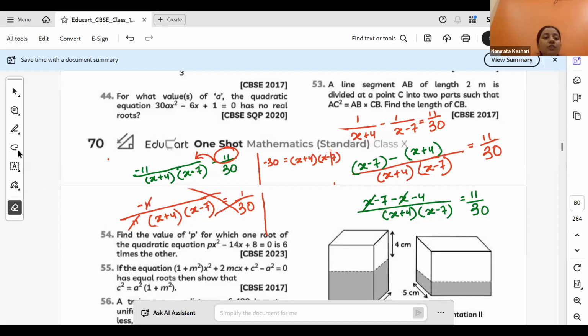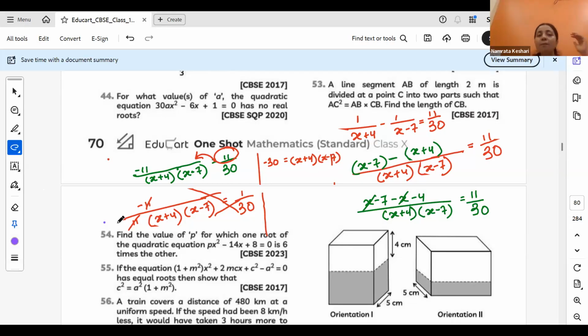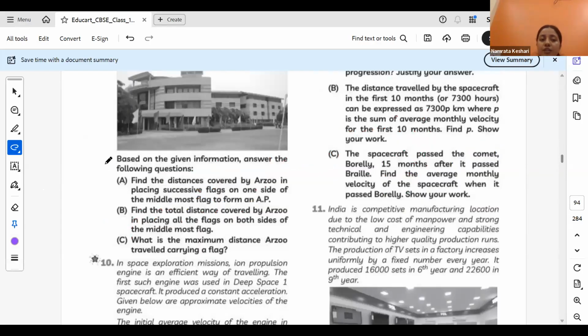Why? After doing the factorization, we want 0 on the other side. Then only we can say either this is 0 or that is 0. But that concept is not applicable when you are having minus 30 on the other side. You cannot say either x plus 4 is minus 30 or x minus 7 is minus 30. This is completely illogical, completely invalid. Okay, why we compare with 0? Because we understand that if two numbers are multiplied together and if the result is 0, then either the first one is 0 or the second one is 0 or both are 0.